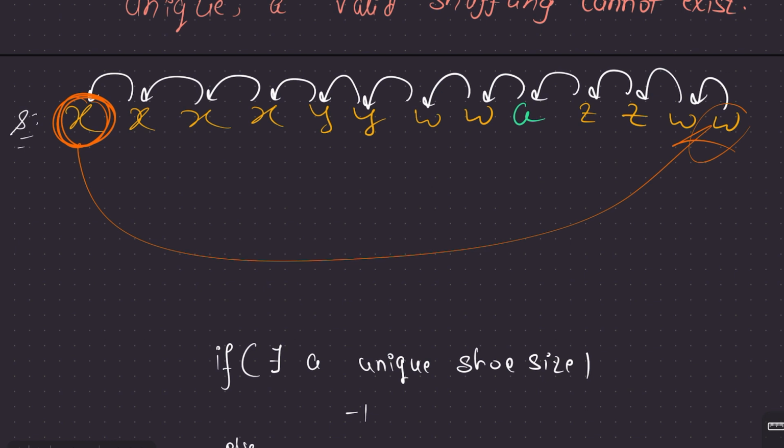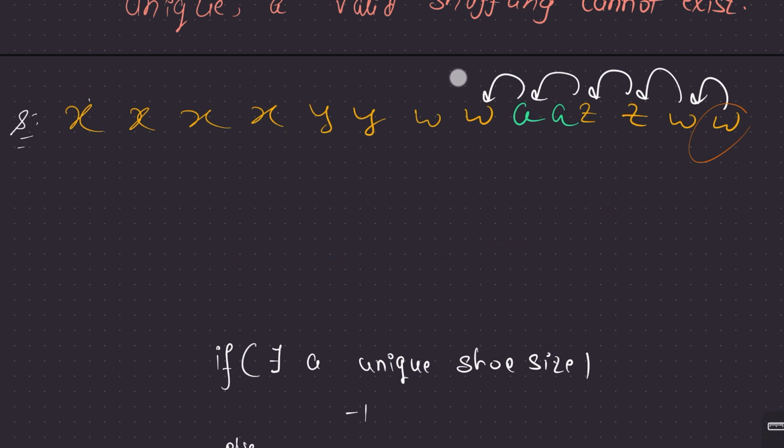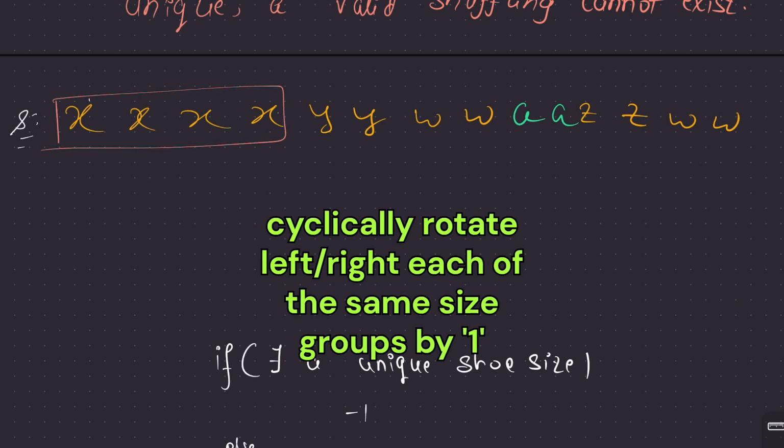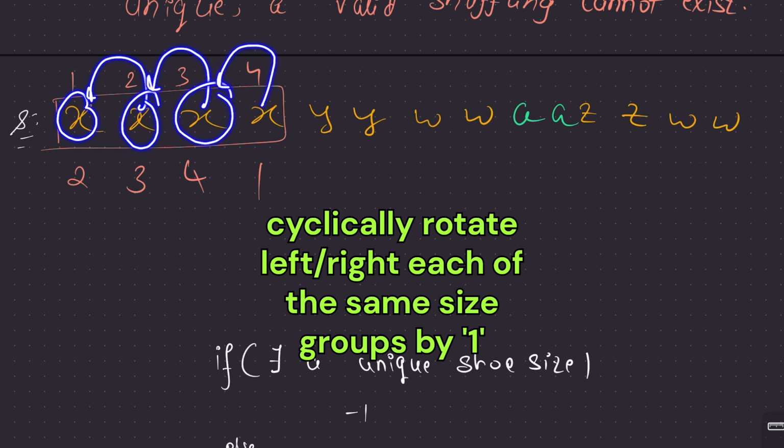There are various ways to approach shuffling. The simplest approach to get a valid shuffling is, let's take this example itself, you take this group of the same shoe sizes and cyclically rotate it by 1. Let's say this is 1, 2, 3, 4. If you rotate it cyclically by 1, you will have 2, 3, 4, 1. In other words, this guy will get this shoes, this guy will get this shoes, this guy will get this shoes, and this guy will get this shoes, right?